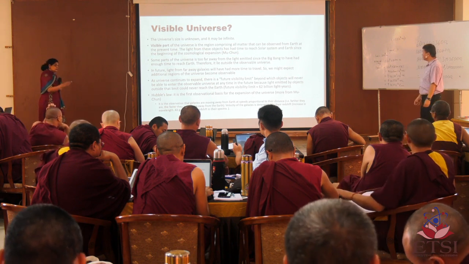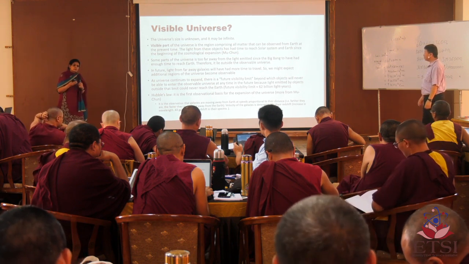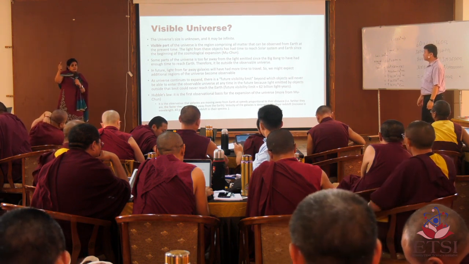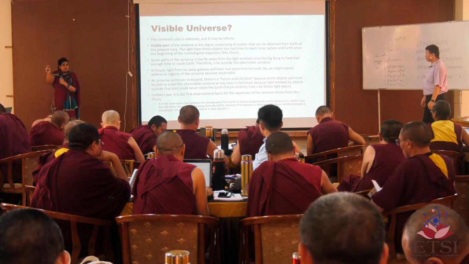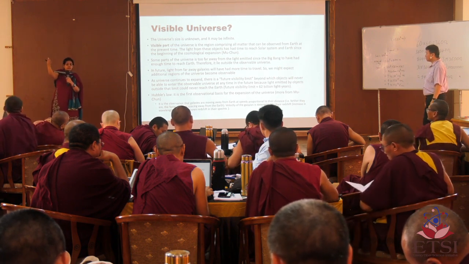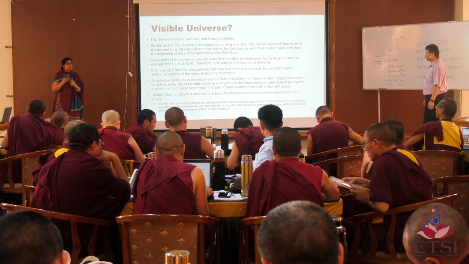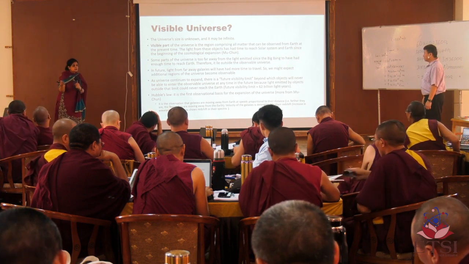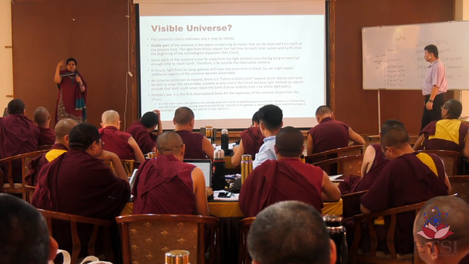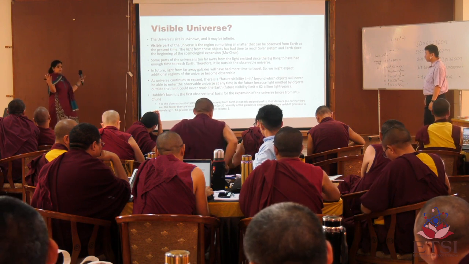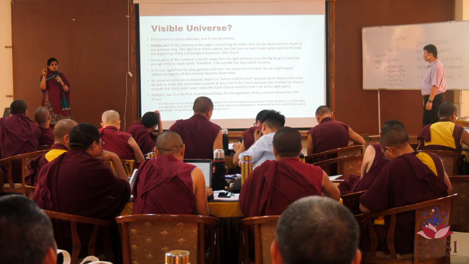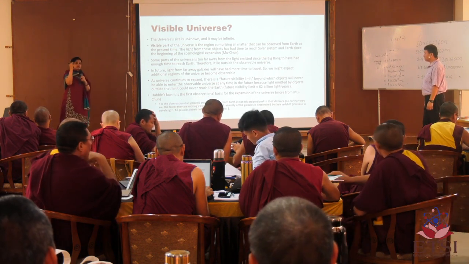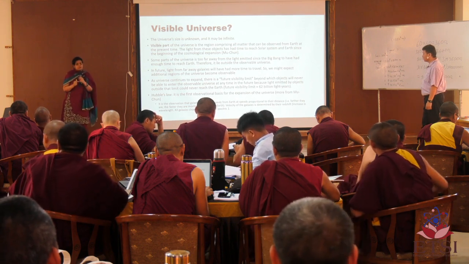So this is the visible part. Because why is it called visible? Because the light from those galaxies or other objects was able to reach us on Earth in our solar system. So that's why it's visible to us. But the part that is not visible to us after the 91 billion light years diameter, that means light is still traveling and it has not reached us yet.